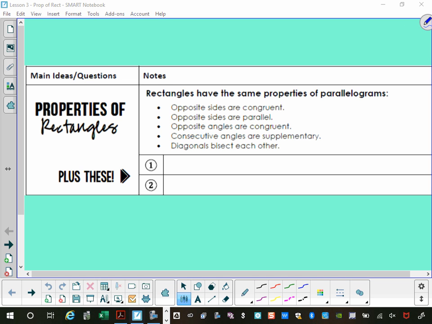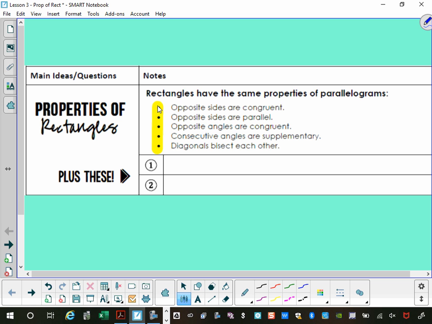Okay, so properties of rectangles is actually very similar to properties of parallelograms. They still have four sides. There are two other extra properties that we don't have in parallelograms. You guys remember we wrote all these down from last time about properties of parallelograms. They have opposite sides that are congruent, opposite sides that are parallel, opposite angles that are congruent, consecutive angles that are supplementary, and diagonals bisect each other.